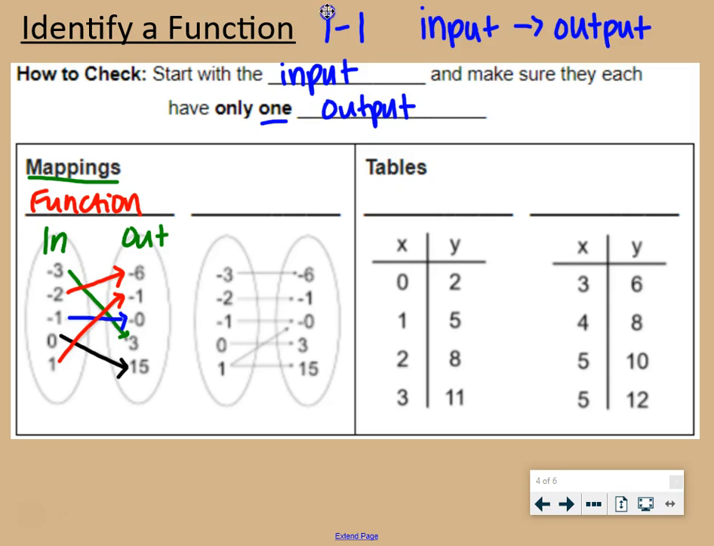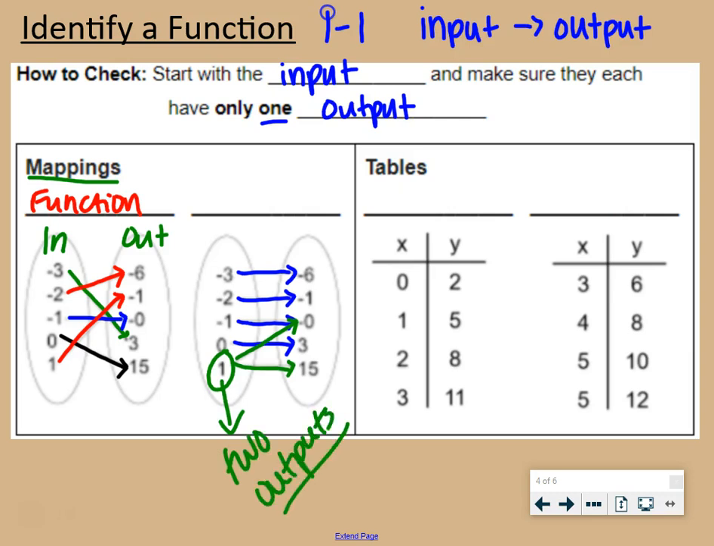Now if we look at the second mapping, each input needs to go to one output to be a function. So -3 has one output, -2 has one output, -1 has one output, 0 has one output, but if we get down to 1, 1 has an output of 15 and an output of 0. 1 has 2 outputs. And that's not okay. It can only have 1. So this is not a function.